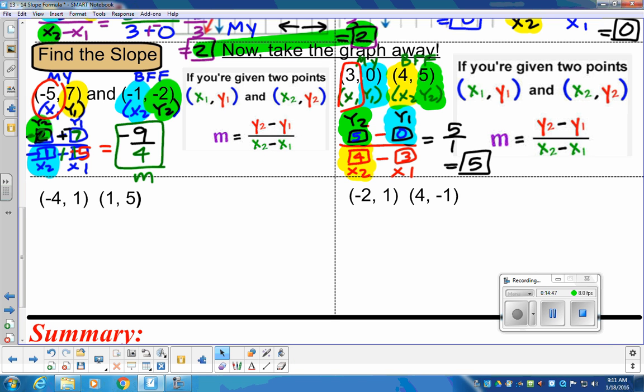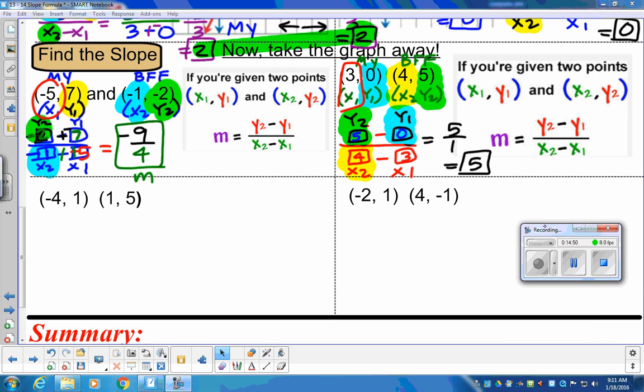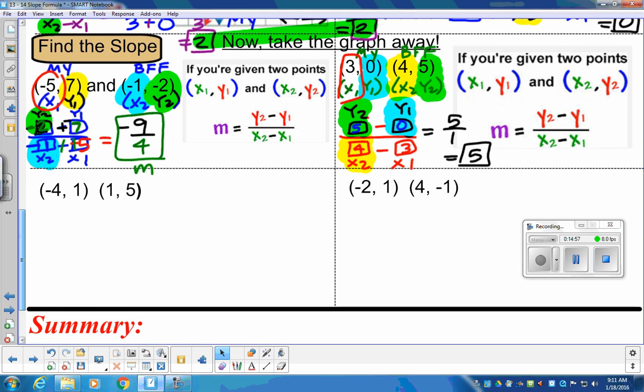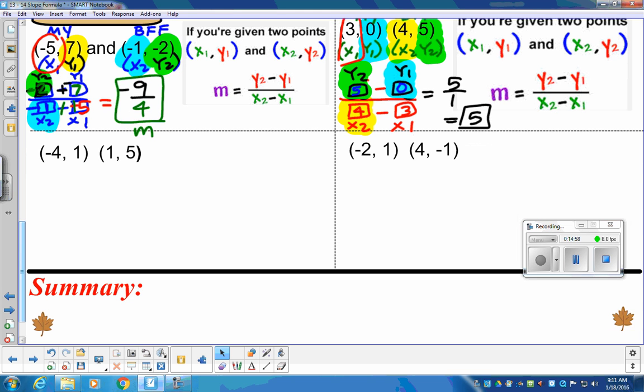Now if I'm going too fast, if you have a substitute today, tell them to pause it so you have time to write notes down. If you need to rewind, go ahead and rewind. We have 2 left before our summary. 2 more chances at practicing how to find the slope of a line, still doing rise over run. It's just that we don't have a picture this time.